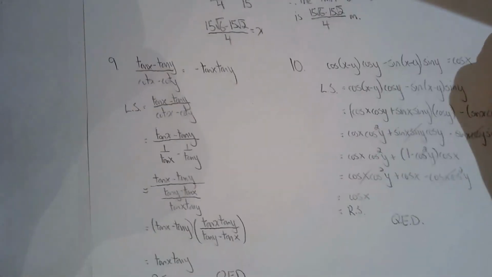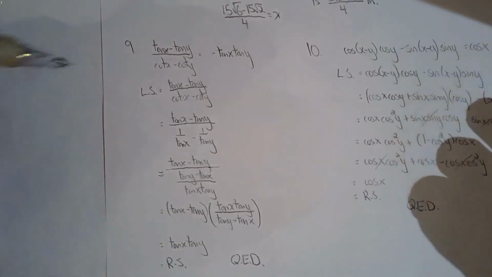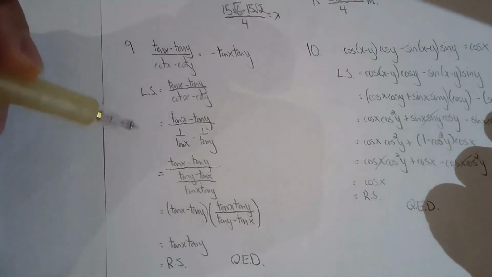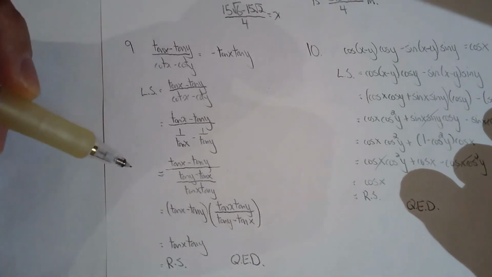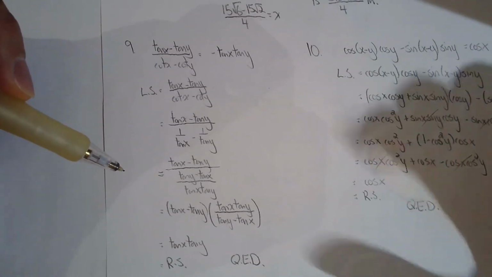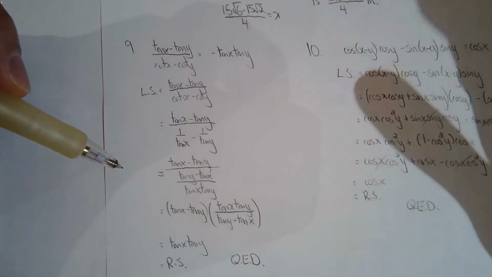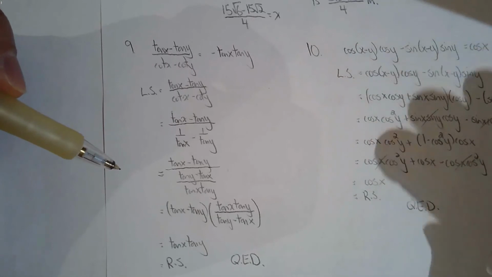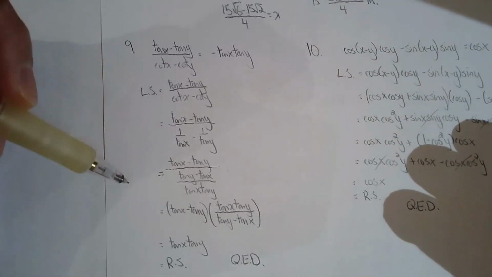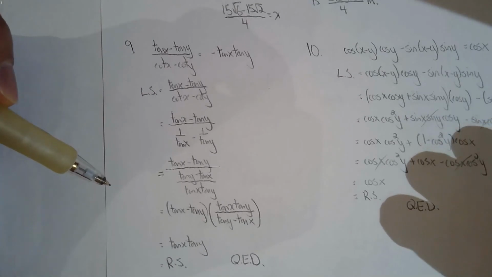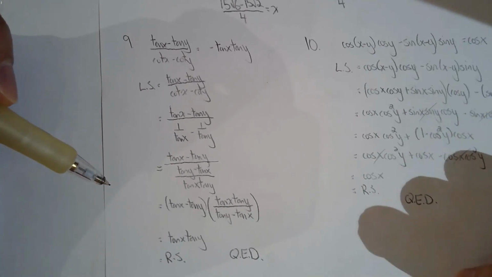Number 9, basically you're proving an identity. To be honest with you, number 9 I didn't like it because I didn't use a single grade 12 trig identity. It's still good practice, it's still good to refine those algebraic skills, but I would have preferred if there was a grade 12 trig identity that I had to use. It was kind of tedious though.